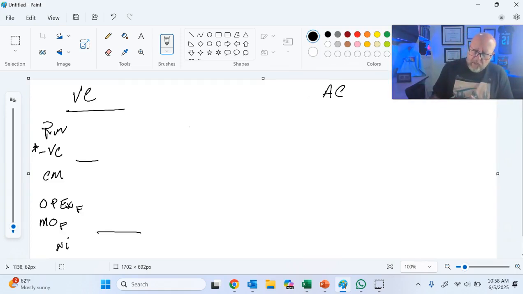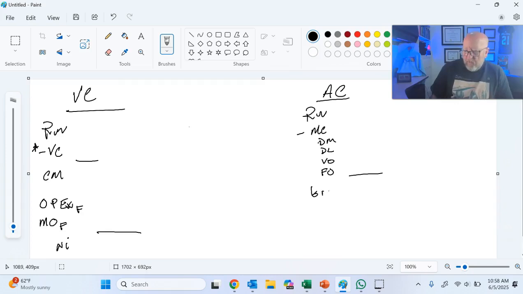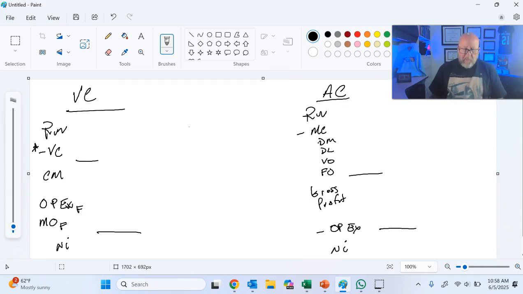Under absorption costing, AC, we have revenue minus all manufacturing costs. So that would be direct material, direct labor, variable overhead, and fixed manufacturing overhead. That determines gross profit. And then from gross profit, we would subtract all operating expenses, whether they are fixed or variable, to determine net income.